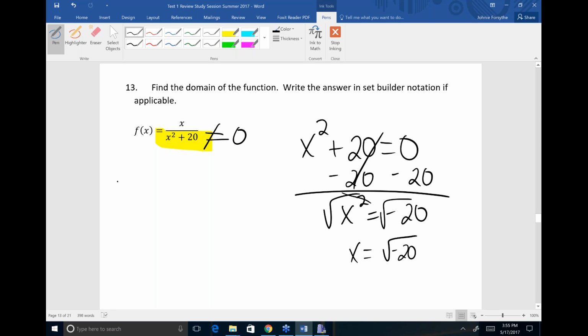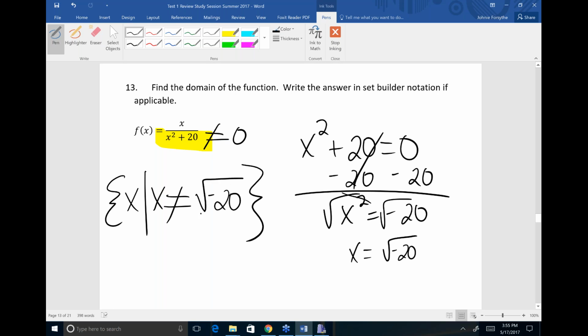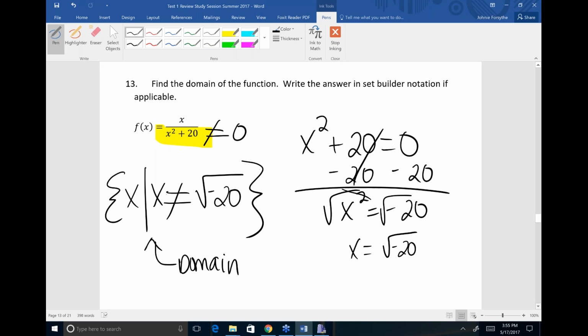So for the domain, we're going to say that x is all real numbers except when x is equal to the square root of negative 20. So we don't want to include that. Okay? So this would be your domain in set builder notation. All right? Okay.